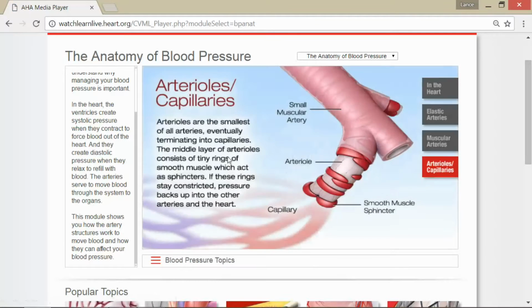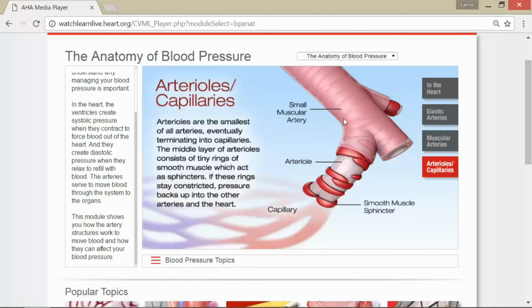Now let's look at the arterioles, or the capillaries. The arterioles are the smallest of all the arteries, eventually terminating into capillaries, which are really, really small. They're actually a seventh of the size of a hair that I don't have. But the middle layer of the arterioles consists of tiny rings of smooth muscle which act as sphincters. If these rings stay constricted, pressure backs up into the other arteries and the heart.